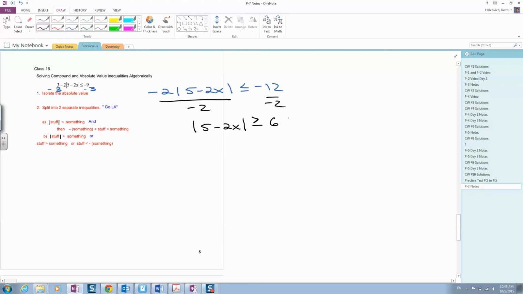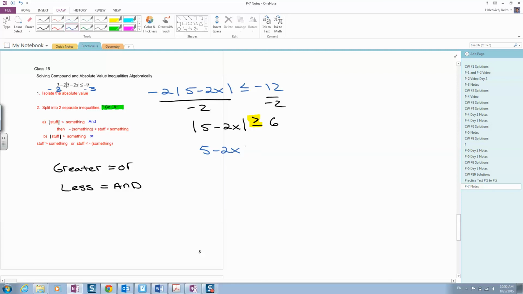So now from here you look to see if it's less than or greater than. If it's greater than, it's going to be an or. If it's a less than, it's going to be an and. That's where you get go LA from. So greater than, remember, is or, less than equals and. So in this case, it's a greater than, not the original, but what we simplified it to.